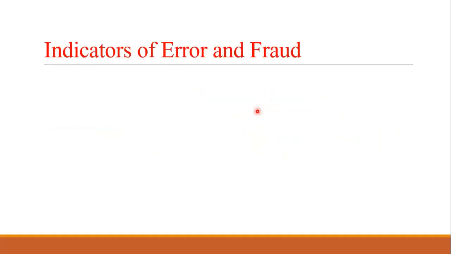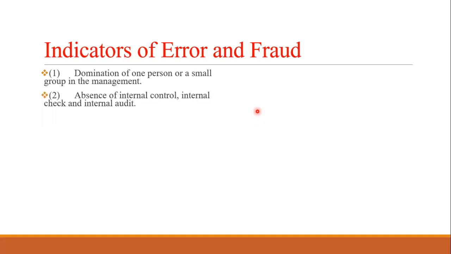Now, what are the various indicators of fraud? First, domination of one person or a small group in the management. If all the power relating to cash has been entrusted to one single person, then he has the power to manipulate it. So in that case, there are possibilities of errors and fraud.